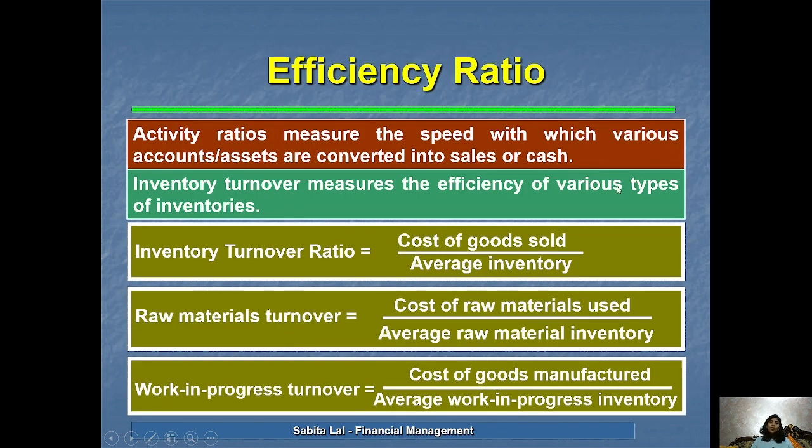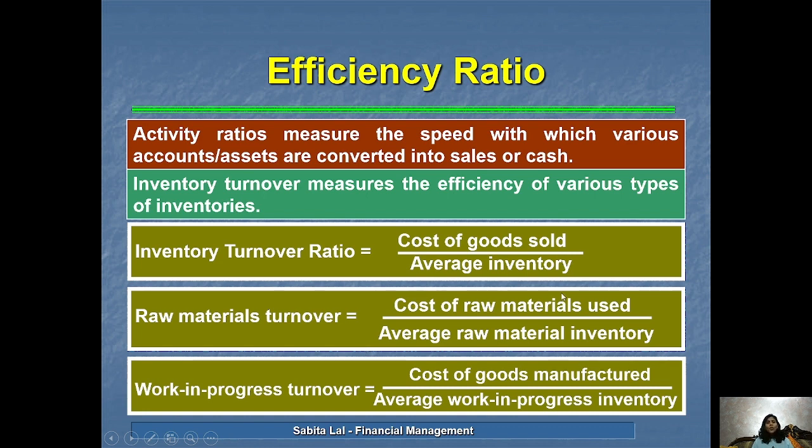Then efficiency ratio, that is, activity ratio, measures the speed with which various accounts or assets are converted into sales or cash. So ITR measures the efficiency of various types of inventory. ITR, we already know, inventory turnover ratio is cost of goods sold by average inventory. Raw material turnover is, see, raw material, work in progress, then finished goods, then your debtors, then your cash.